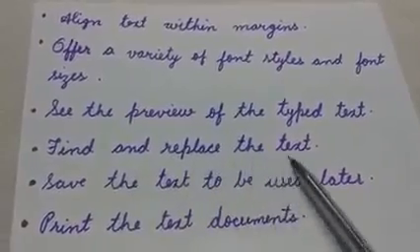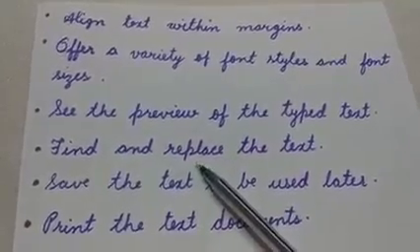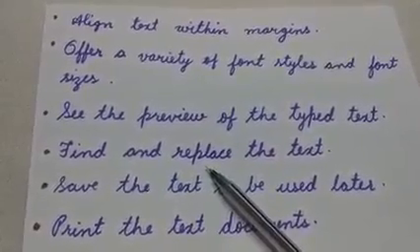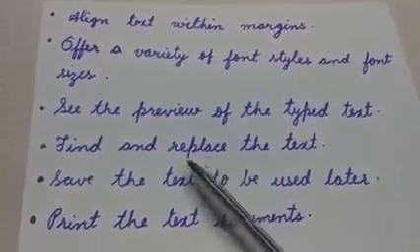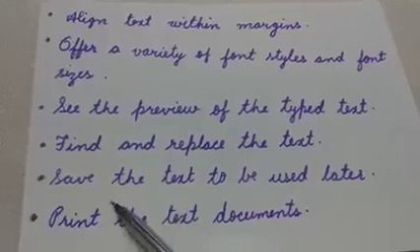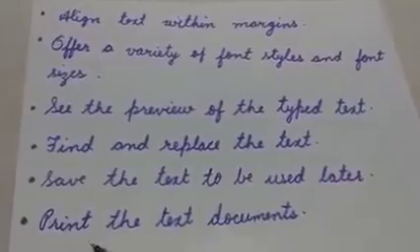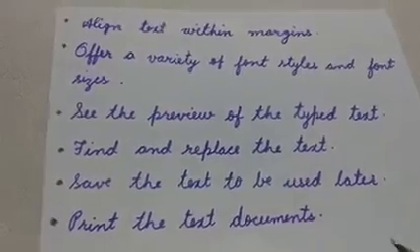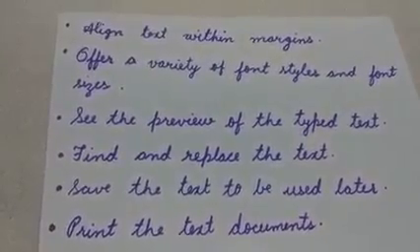Find and replace the text. If we have to replace any word with the other, we can replace it. For example, if you have written bun, but you have to write sun, so you will replace bun with sun. Similarly, you can replace. Save the text to be used later. We can save it and it can be used later on according to our convenience. Print the text document. So whatever we have saved, if we want, we can print it. So these were the features of Word 2016.